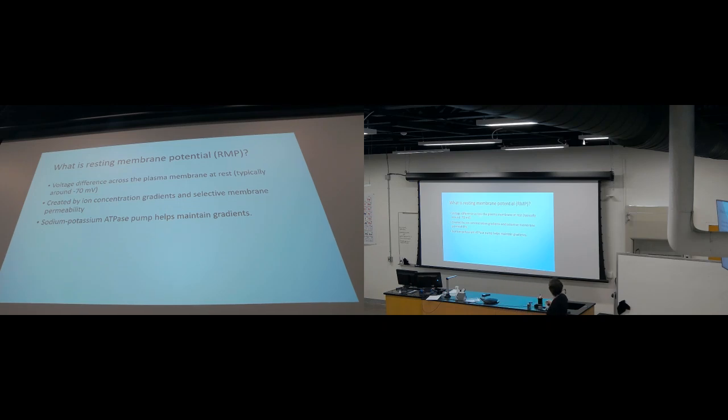So resting membrane potential can be defined as the difference of voltage across the plasma membrane at rest, which in most cells is minus 70 millivolts. There will be some that have a little bit less or more voltage depending on the cells, but it's always negative, the resting membrane potential.